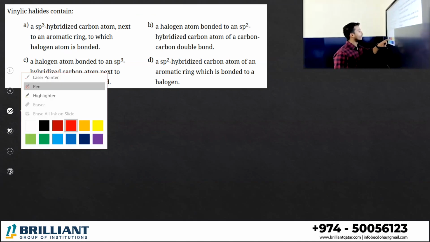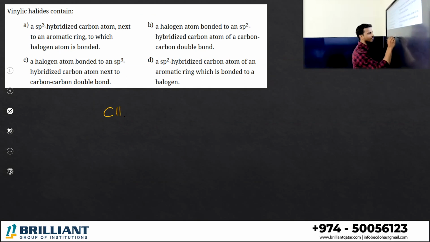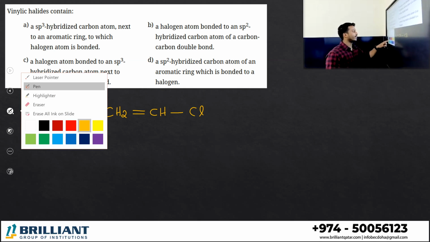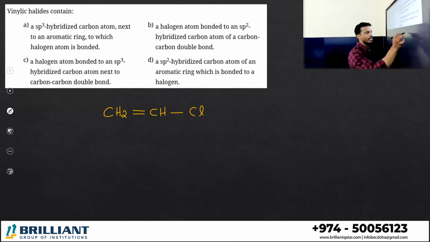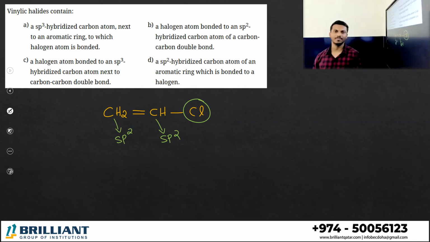Next one, all of you. Vinylic halide containing. What is a vinyl group? CH2 double bond CH single bond. This is called a vinyl group, with a halogen. Suppose you consider chlorine, vinyl chloride. We already discussed the hybridization and how to find out whether it is a vinyl group or not. If the halogen-connected carbon or the functional group-connected carbon is a double bond carbon, sp2, this is also a double bonded carbon, sp2. So when the halogen-connected carbons are sp2, then we can call it a vinyl group.